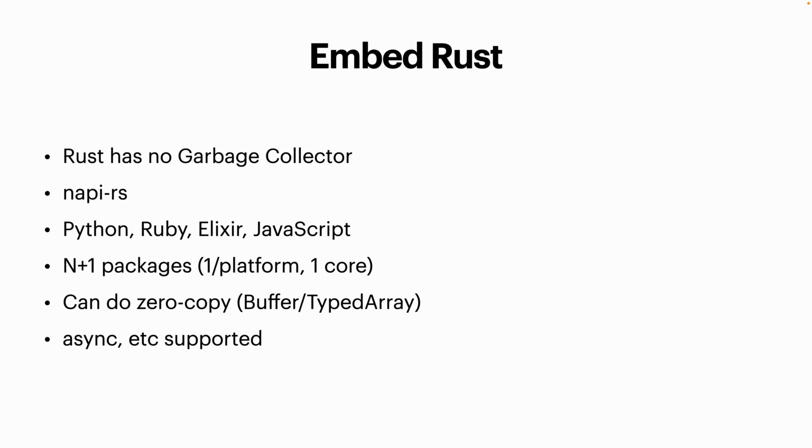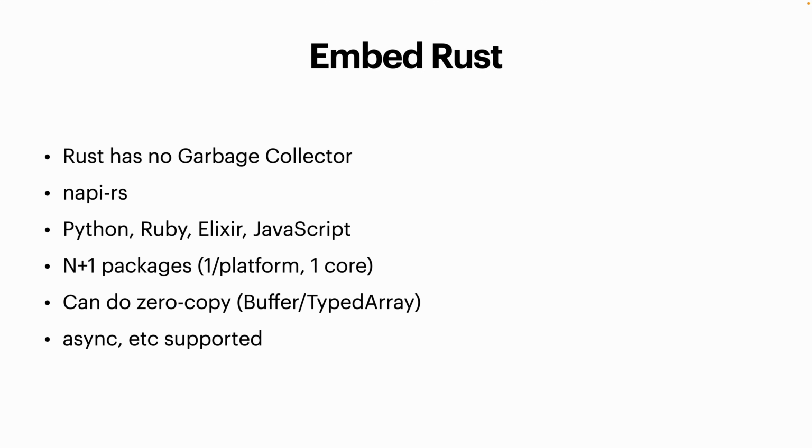NAPI-RS is the tool that we're going to look at for building native modules in Rust, compiling those to something that can run, say, inside of Node, and expose JavaScript APIs. Again, Rust does this very well, so you can get this in Python and Ruby, Elixir, JavaScript, etc. There is some maintenance downside.